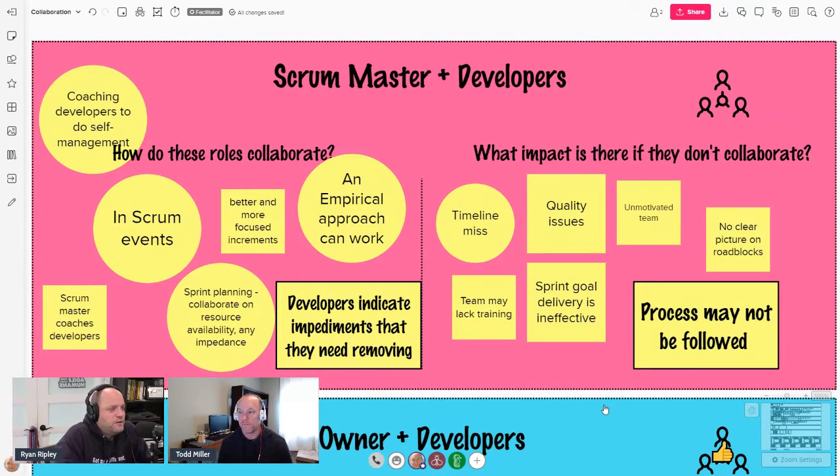Today, we're continuing our series of the collaborations between the various Scrum accountabilities. Today, we're going to focus on the Scrum Master and developers.